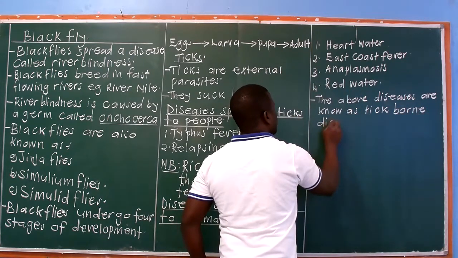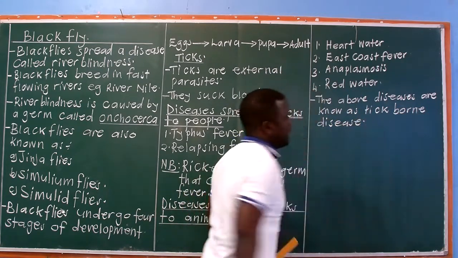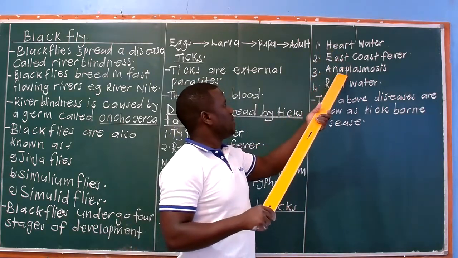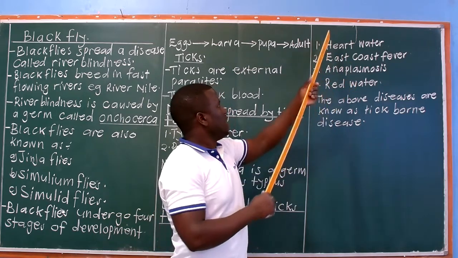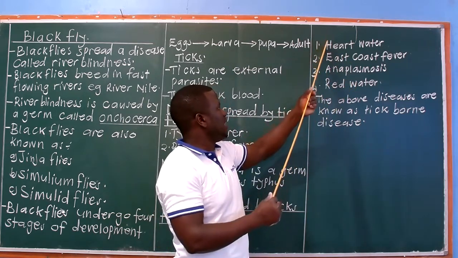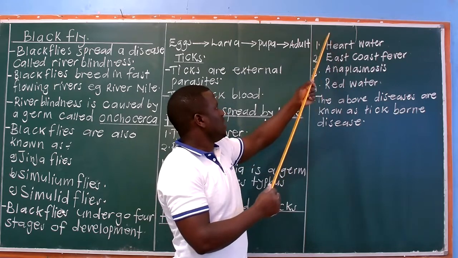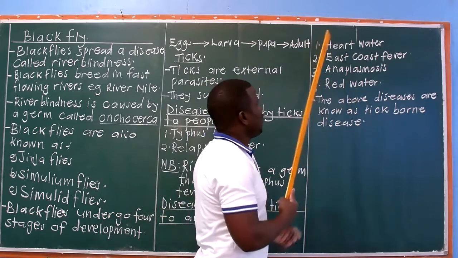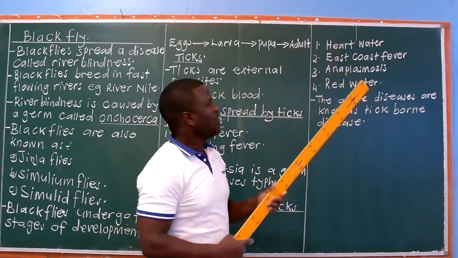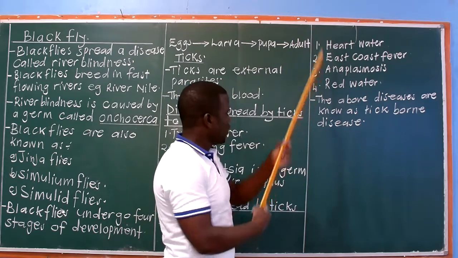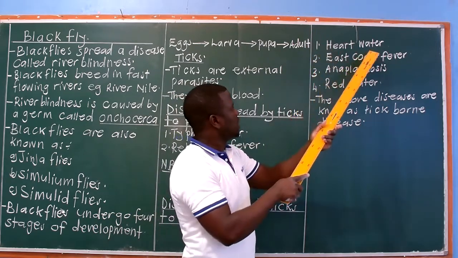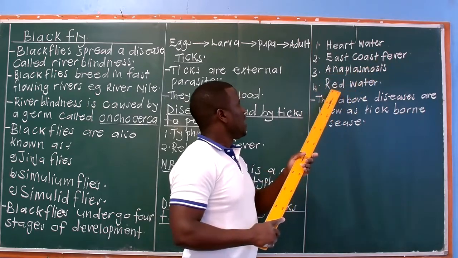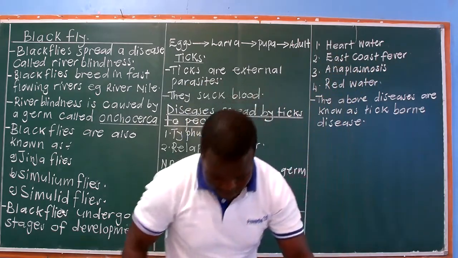So in case they ask you to mention one example of a tick-borne disease, heartwater, East Coast fever, anaplasmosis, and redwater, you write the word HERS, the first letter of each disease. Why am I saying this? This will help you remember these diseases easily. You write the word HERS going down. H stands for heartwater, E stands for East Coast fever, S stands for anaplasmosis, R stands for redwater.